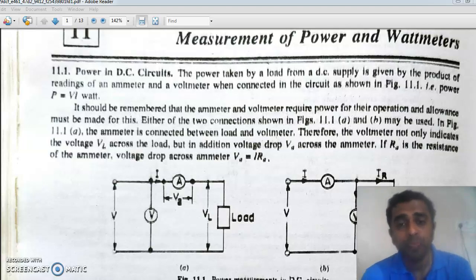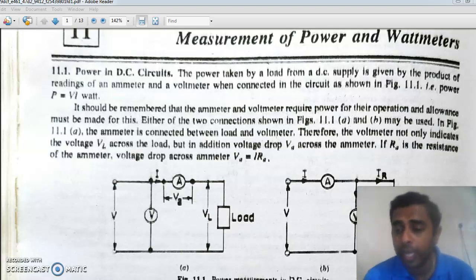Now, in the second module we'll first see how to measure power and the importance of wattmeters. Power measurement, in the sense, there are two circuits. We know that they are DC circuits and AC circuits. First of all, how do you measure power in a DC circuit? Measurement of power in a DC circuit is very easy, since you just connect an ammeter and voltmeter.